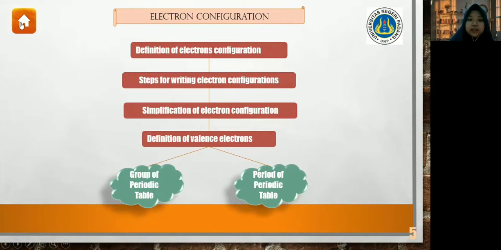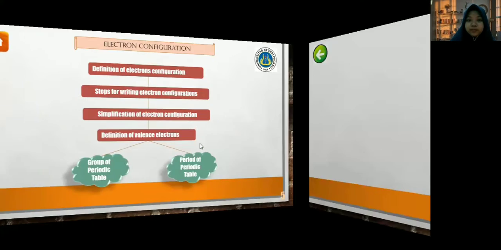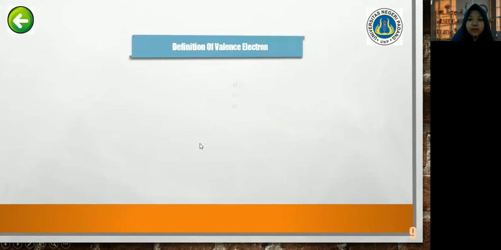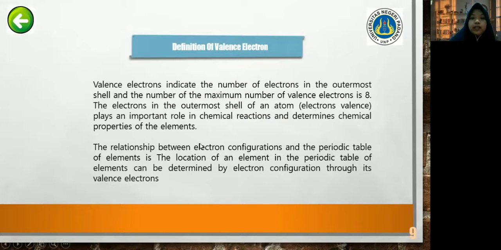Next, I will explain the definition of valence electrons. Valence electrons indicate the number of electrons in the outermost shell, and the maximum number of valence electrons is 8. The electrons in the outermost shell of an atom, or valence electrons, play an important role in chemical reactions and determine the chemical properties of the elements.